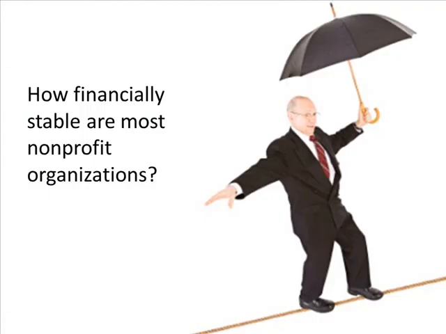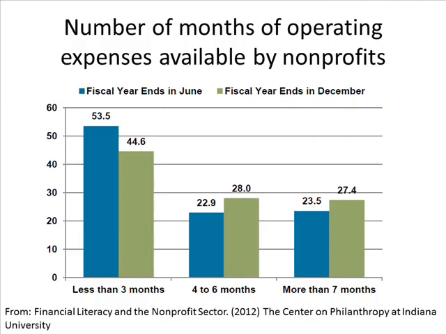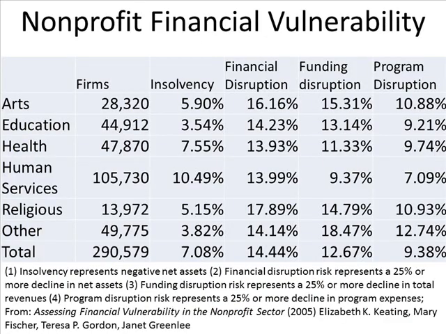How financially stable are most nonprofit organizations? Here's a study from the Center on Philanthropy at Indiana University that shows that about half of all nonprofit organizations have less than 3 months of operating expenses. So if there's any kind of disruption, there's going to be serious problems with those organizations. Here's another study that looks at a few hundred thousand nonprofit organizations and finds that there is a substantial proportion that experiences financial disruption, funding disruption, program disruption, or insolvency. In particular, concerns within human services in insolvency and financial disruption.